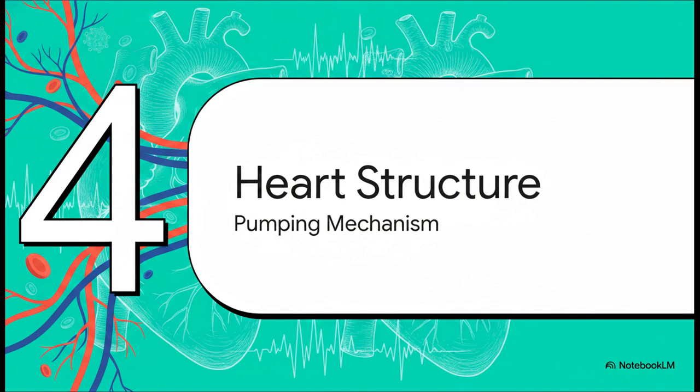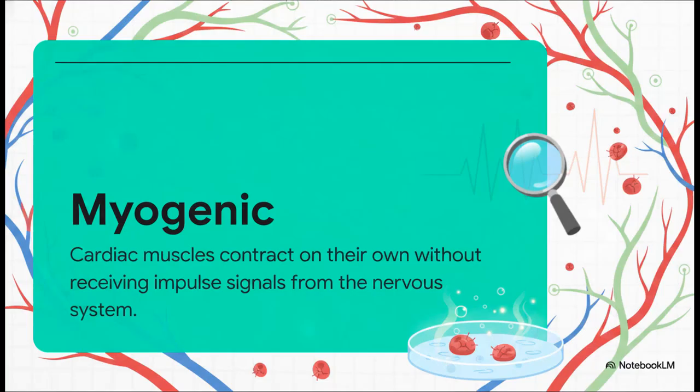Section 4. Heart structure and beating. Okay, before we trace how the electricity flows, we have to talk about this absolutely wild property of the heart. It is myogenic. This means your cardiac muscles contract and relax totally on their own. They don't wait around for a signal from the brain or nervous system.